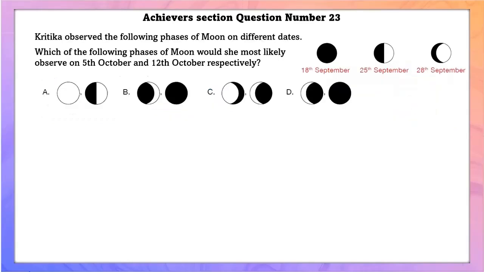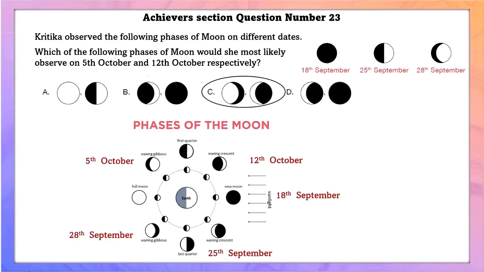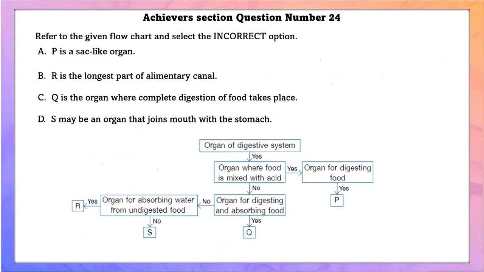Achiever section question number 23. Kritika observed the following phases of the moon on different dates. Which of the following phases of the moon would she most likely observe on 5th October and 12th October respectively? She would observe the C option on 5th October and 12th October respectively.